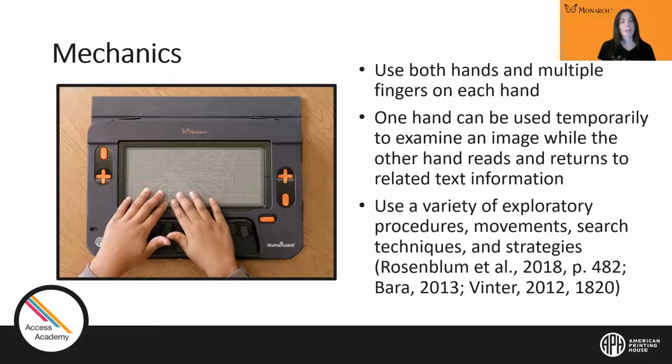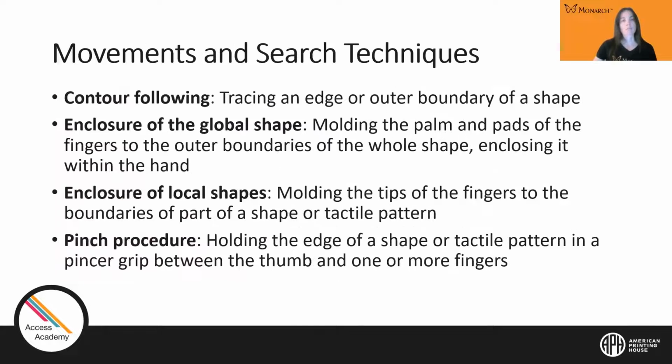For example, one hand can examine details in a graphic, or one hand can look at a graphic while another hand returns to the Braille text to find the related information. As much as possible, though, in the beginning, we do want them to learn full engagement with the use of both of their hands and lots of their fingers. If they'll do this, they will develop a variety of exploratory procedures and movements and search techniques and strategies, which we will talk about next.